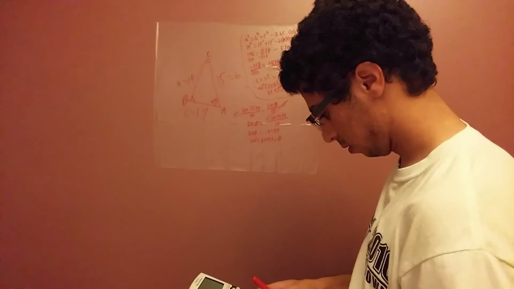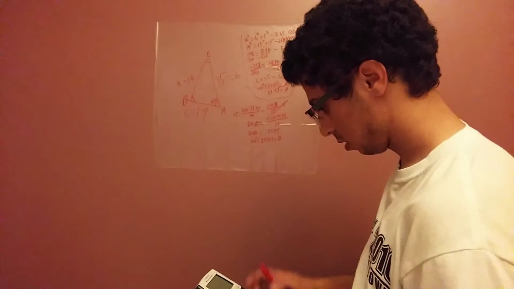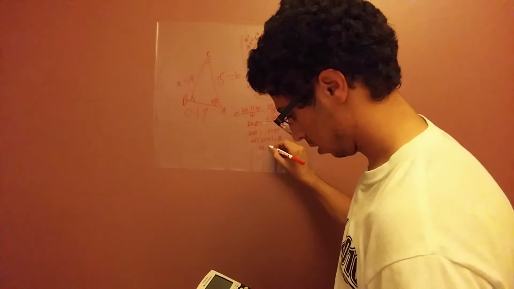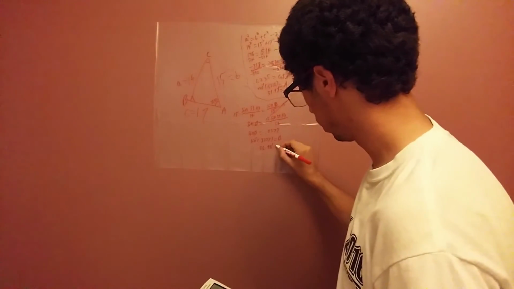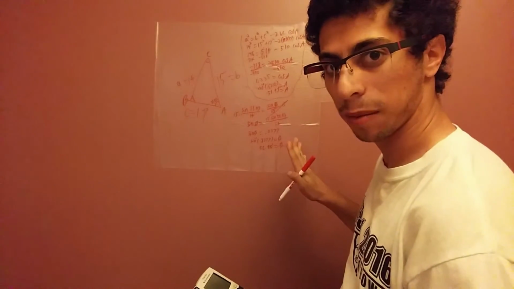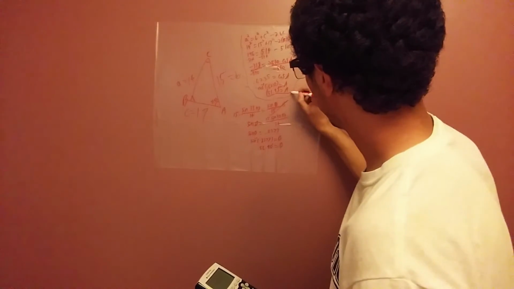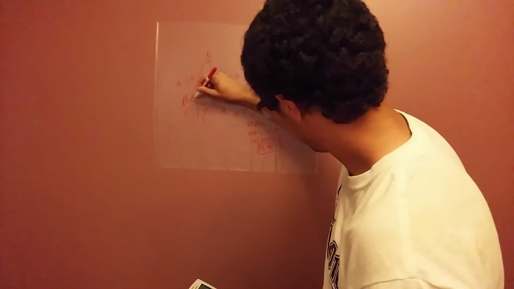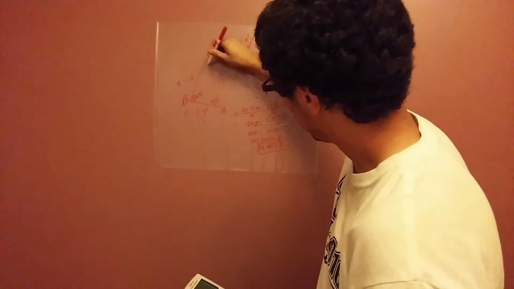So inverse of 0.8377, that is 56.90 degrees equals B. Okay? So now that that's established, now you have two angles. So B is 56.90 degrees. Now what's C?